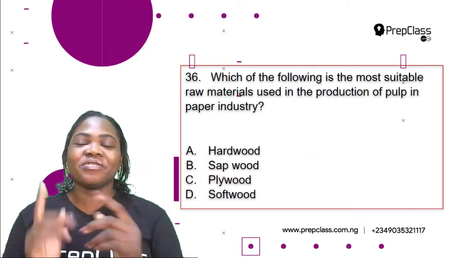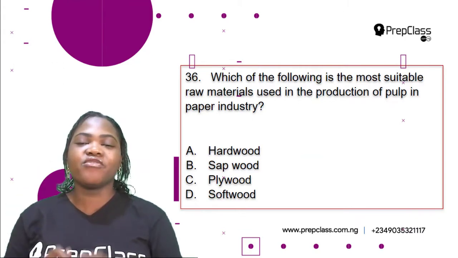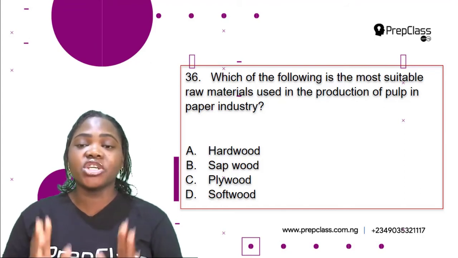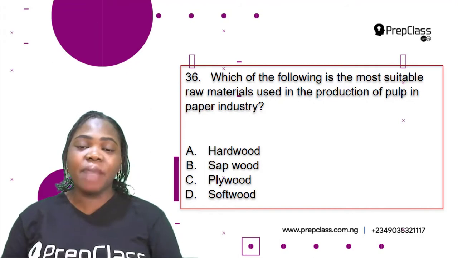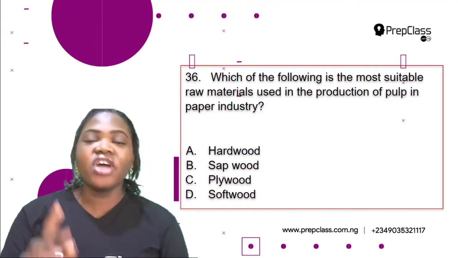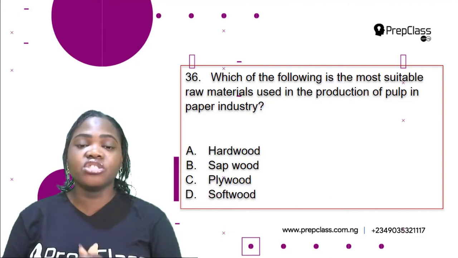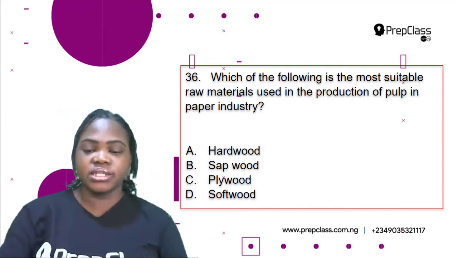Alright, so let's move on to the first question in this video. Which of the following is the most suitable raw material used in the production of pulp in paper industry? A. Hardwood. B. Sapwood. C. Plywood. D. Softwood. So for us to be able to choose the correct option, we need to know what each of these woods is used for.